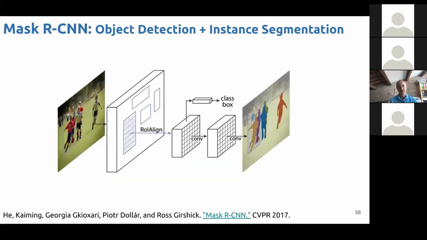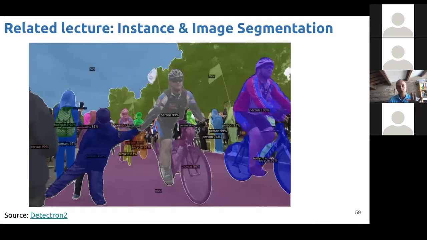Actually, there's still another one, which is called Mask RCNN, that I think Carlos will talk about later, which in addition to predicting the class and the box, also predicts the pixel-wise annotations, or pixel-wise predictions, of the objects. But that's coming later with Carlos and later with Alex. So you'll find later a more detailed explanation about it.